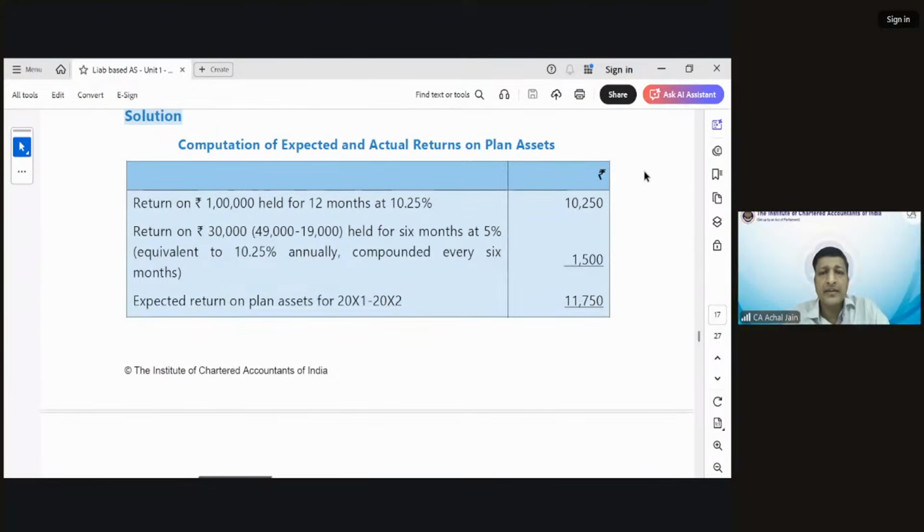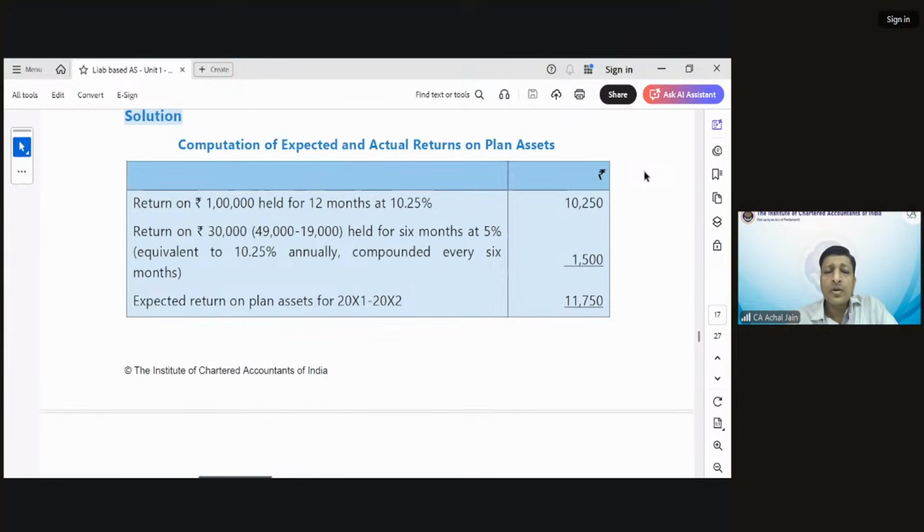Now, how do you get 1,500? 30,000 is the net inflow. 49,000 is the inflow, 19,000 is the outflow. On the outflow, do you generate any return? No. So net, what is the inflow? 30,000 during the year, other than the opening balance. So on this 30,000, again, you will compute the return, but will you compute it for the full year? No, you will compute it for half year. So what is the amount you will get? 1,500.